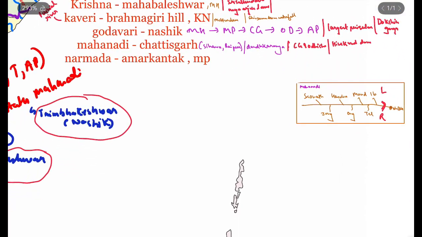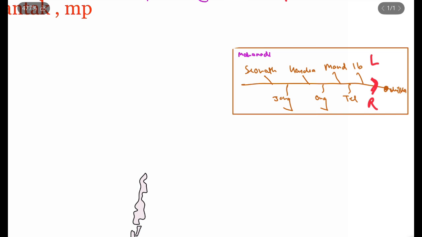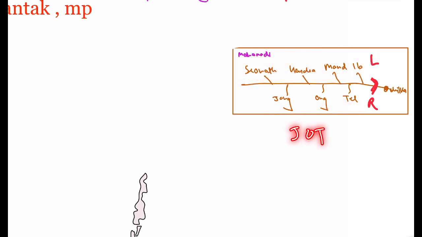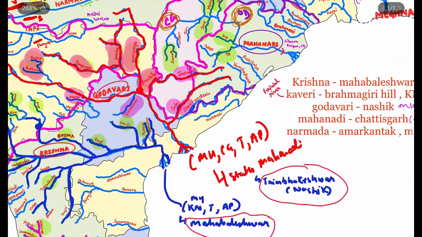What are the basic tributaries? The important left bank tributaries are Shivnath, Hasdeo, Mand, Ib, and the right bank tributaries are Jonk, Ong, and Tel. Shivnath, Hasdeo, Mand, and Ib. It forms Chilka Lake at the end, at the mouth of that river.